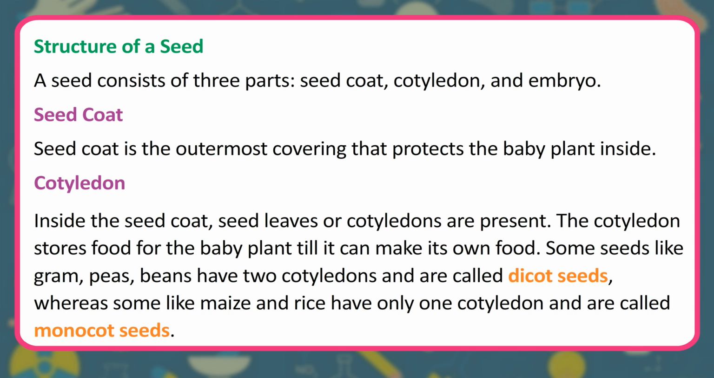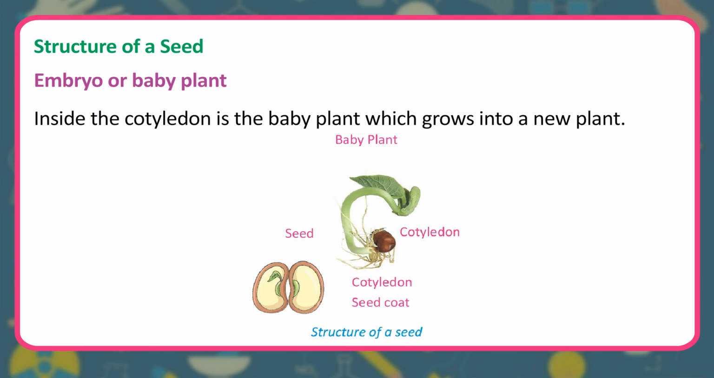Some seeds like gram, peas, beans have two cotyledons and are called dicot seeds, whereas some like maize and rice have only one cotyledon and are called monocot seeds. Embryo or baby plant. Inside the cotyledon is the baby plant which grows into a new plant.